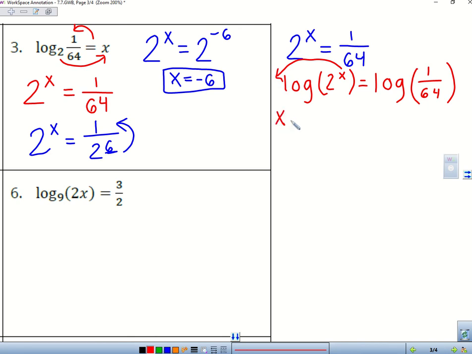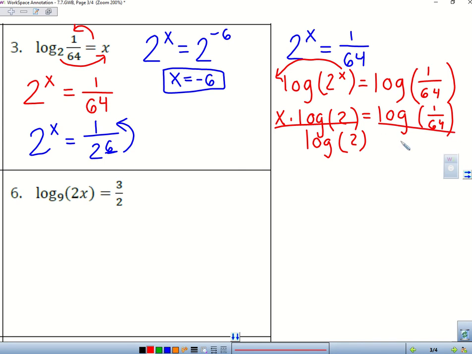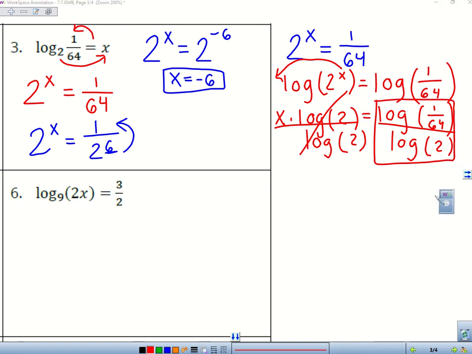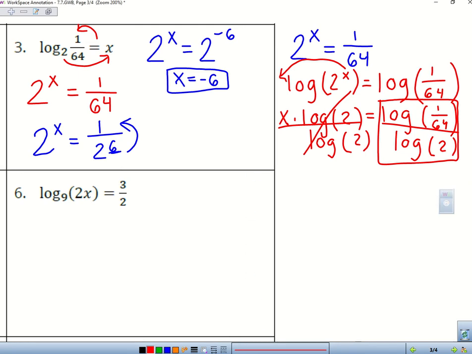Sometimes you're going to have to think and try something and it might not work, and then you have to go back and try something else. And that's perfectly fine. And then I'm just going to divide by log of 2. And if you put this in the calculator, you would get -6, okay? So that's the other way you could have gone about it as well, if you wanted to. All right, so just a reminder that you can use the calculator.